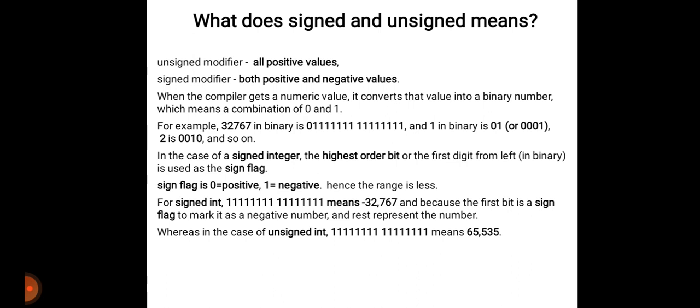And for a signed integer, 111111 and so on means minus 32,767, because the first bit is a sign flag to mark it as a negative number, and the rest represent the number. Whereas in the case of an unsigned integer, the maximum is 65,535.